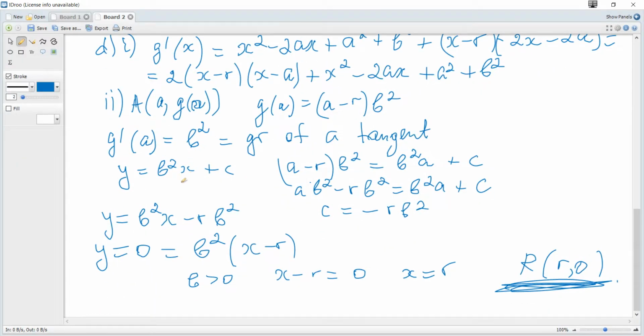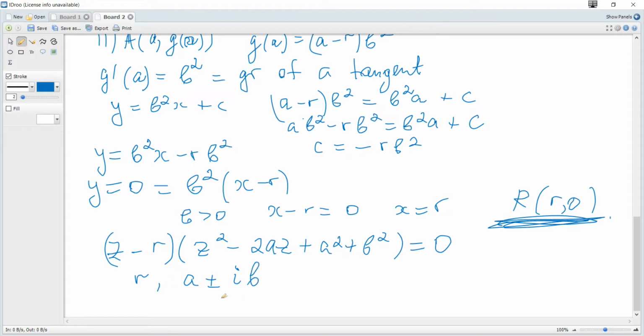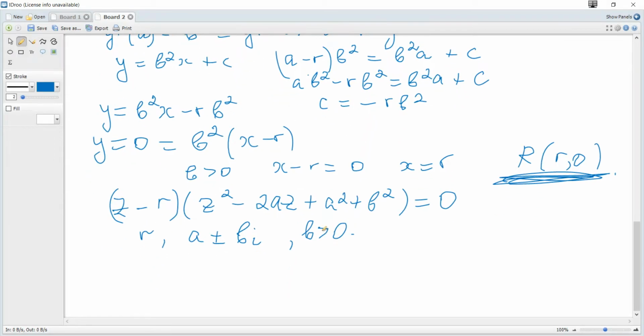Next, the equation (z minus r)(z squared minus 2az plus a squared plus b squared) is equal to 0, where z is a complex number, has roots r and a plus minus bi, where r and a are real, b is also real, and b is greater than 0. And question E, 1 mark. Deduce from part di that the complex roots of this equation can be expressed as a plus minus i root of g derivative at a. We need to show this.